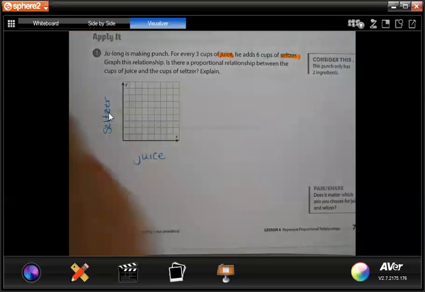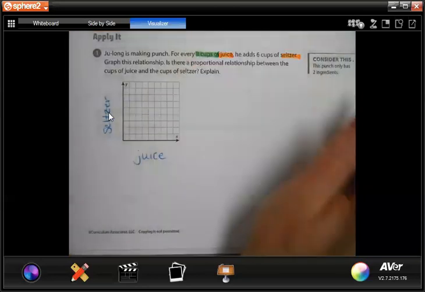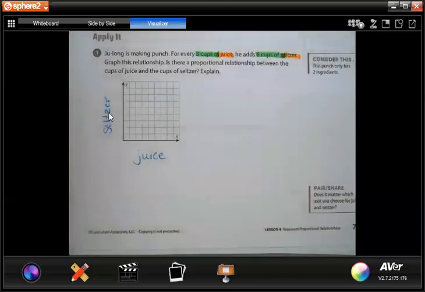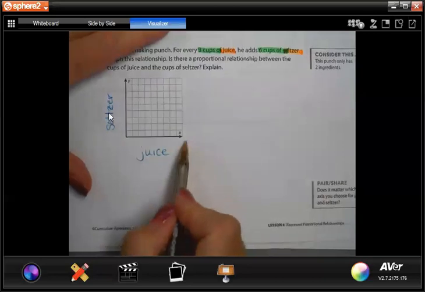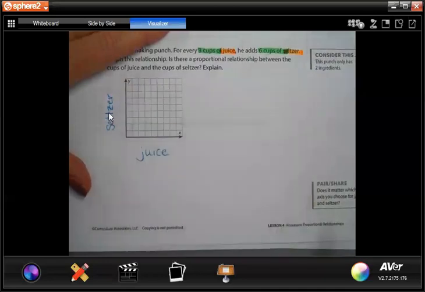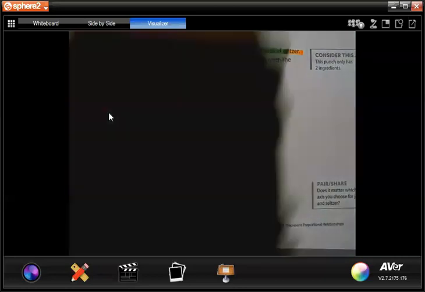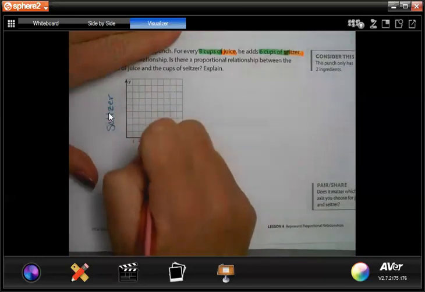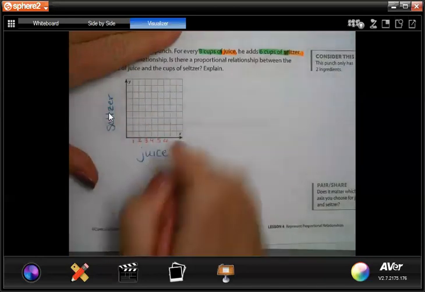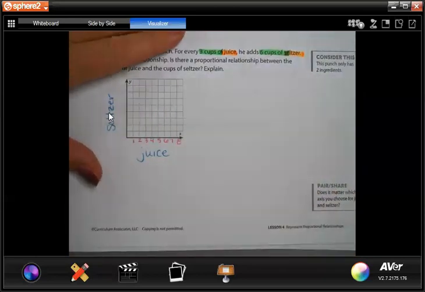Next, here's what I know. I know that I have 3 cups of juice for every 6 cups of seltzer. So I know my juice has to include 3 and my seltzer has to include 6. So for my juice, I'm going to go by ones. So 1, 2, 3, 4, 5, 6, 7, 8. I just went to 8 just because I was there.